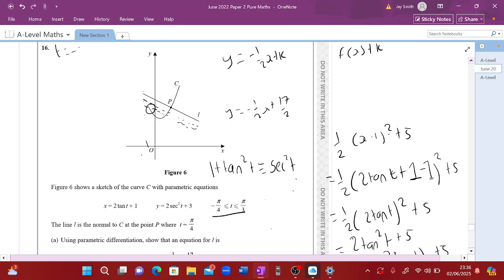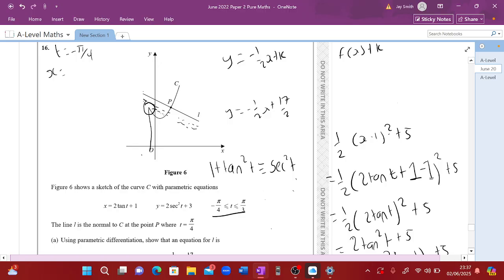So t is minus pi over 4. So this point here I've circled, the end point, I'll clarify it a bit more. Let me get rid of some of these lines here. So that end point, that's what we're finding. So then the x will be the smallest value of x again at minus pi over 4. That's 2 tan of minus pi over 4.